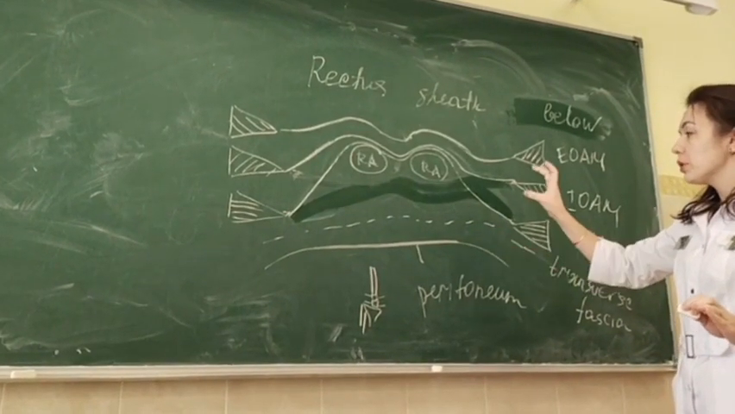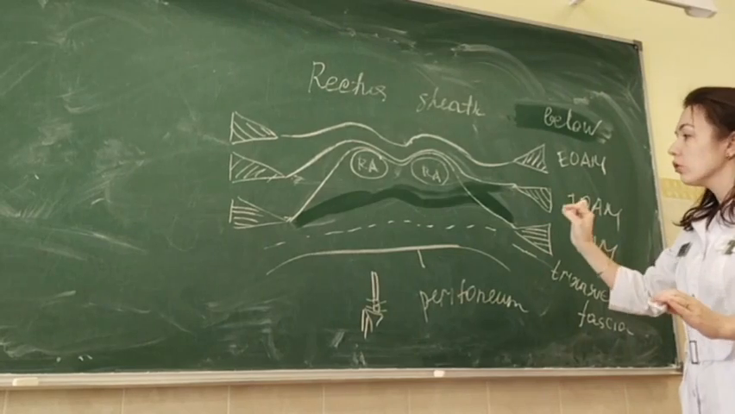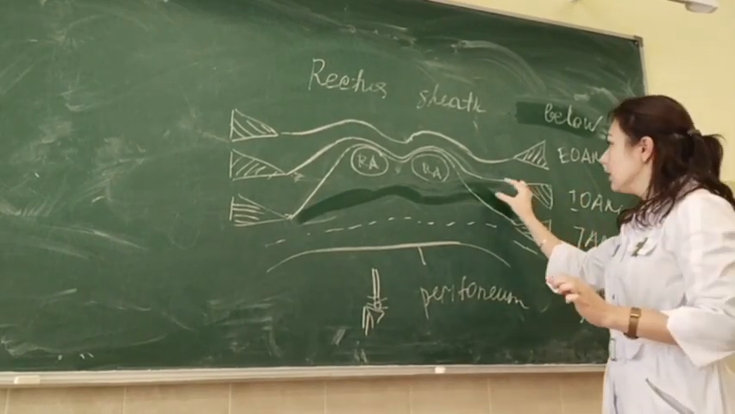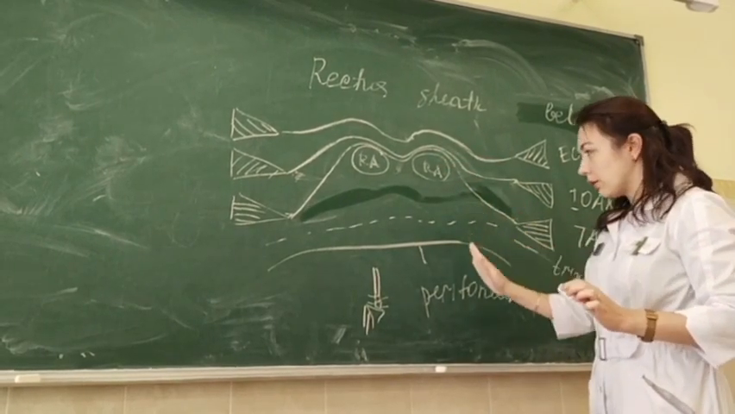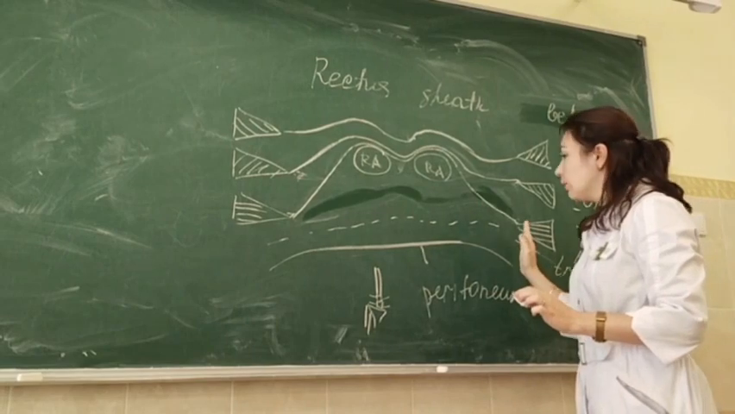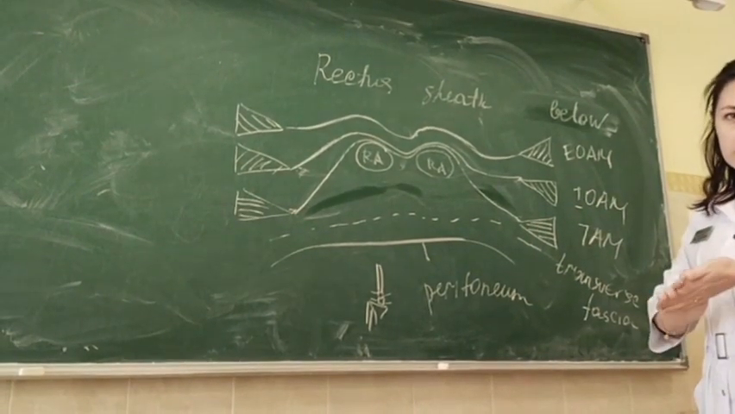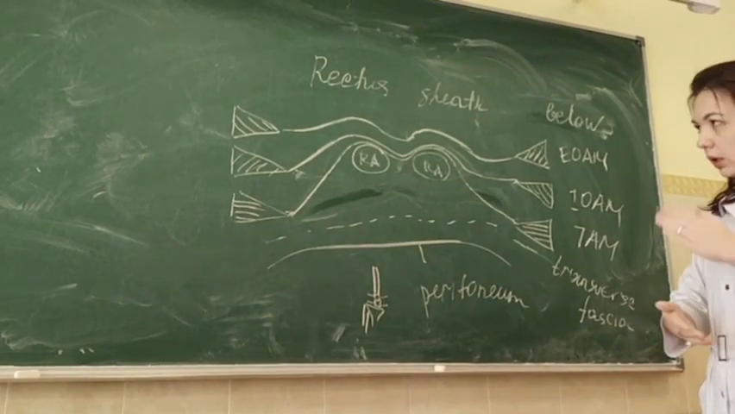That's why the posterior wall of the rectus sheath below the umbilicus is considered to be a weak place of the abdomen, because anteriorly there are three muscles, and posteriorly there are no muscles at all. The transverse fascia and peritoneum are both very thin layers, much thinner than muscle.